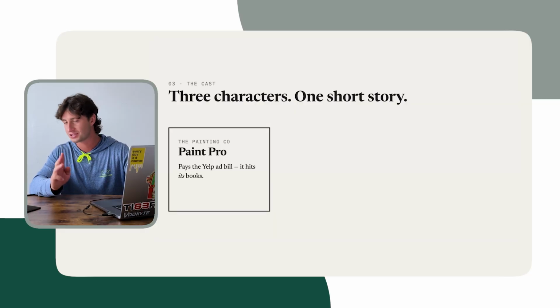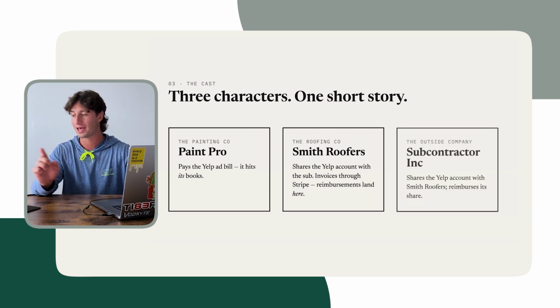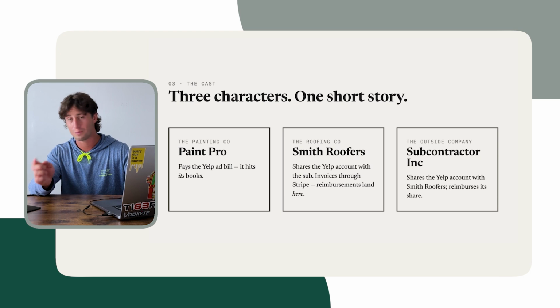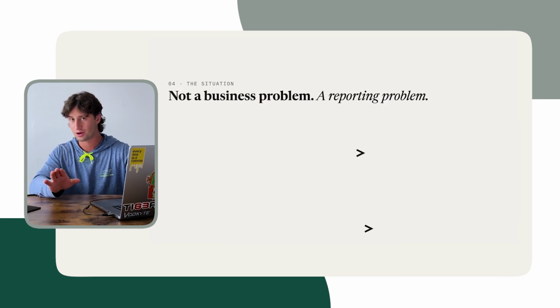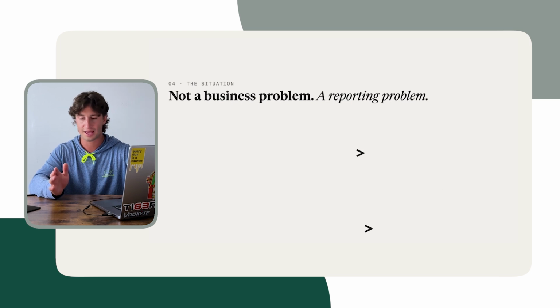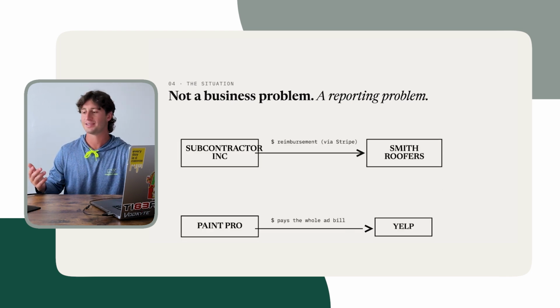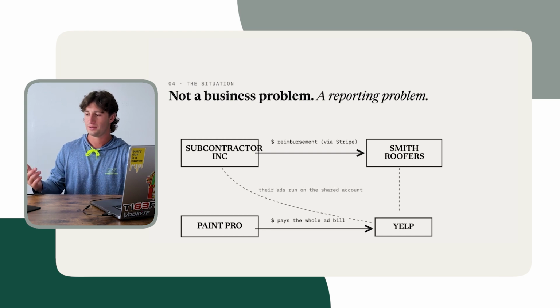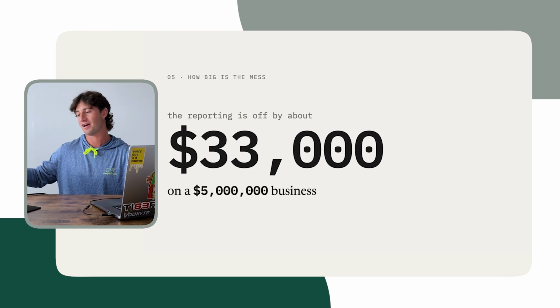But here's how we untangle this lab example. We've already established that there are three players in this: the painting company, where the ad bill hits; and the roofing company, owned by the same person as the painting company, which shares the Yelp account with the subcontractor who pays the roofing company. Okay. So it's not a business problem. It's a reporting problem. It's totally normal for this to happen, but we have to back it out in some way. So here's a visual representation of what that looks like. It's about a $33,000 mess for this example on a $5 million business.